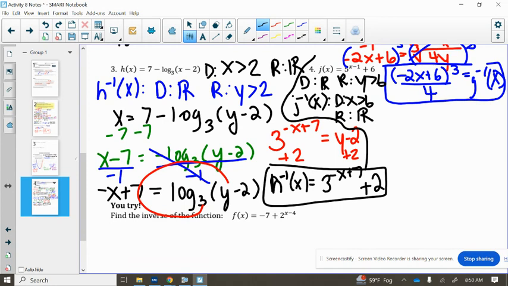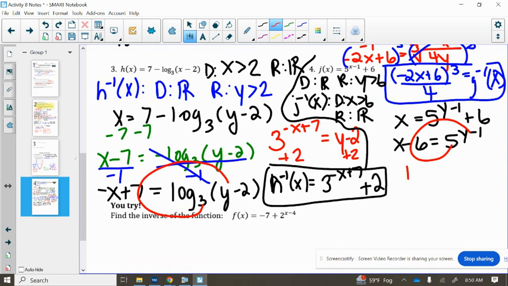Okay, over here we have y equals 5 to the x minus 1 plus 6. So we're going to flip-flop x and y. And then from here, we're going to get x back by itself. So subtract over the 6. And this time we have an exponential, so rewriting it as a logarithm is going to be more useful to us. So we have log base 5 of x minus 6 equals y minus 1. Add the 1 to both sides, so that we get our final answer here for j inverse.